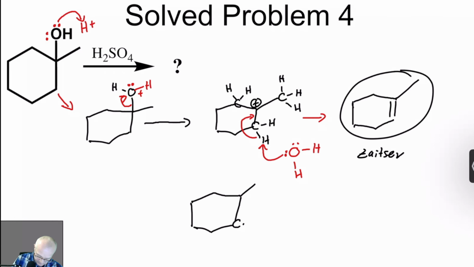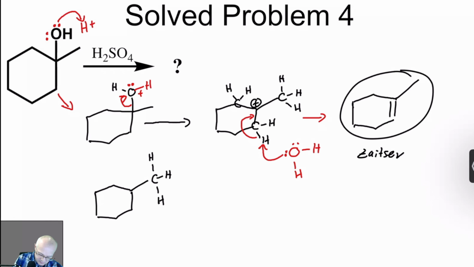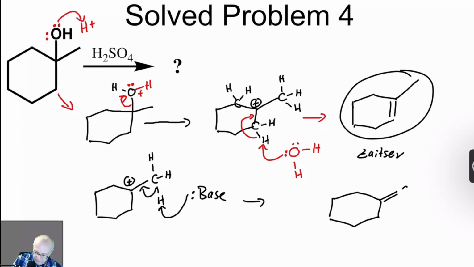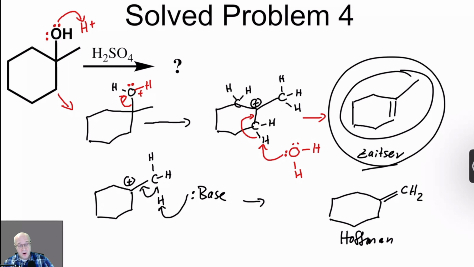Let me try this again. So now we're going to deprotonate the methyl to get a different product. The least substituted double bond, or the Hofmann type product. So the Zaitsev one will predominate in this particular reaction. Both are possible. If you did this reaction, you would probably get a large percentage of the more substituted, and a small percentage of the Hofmann. That's how it would work.